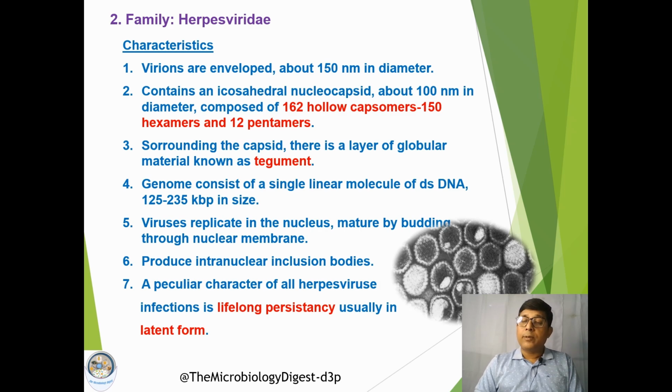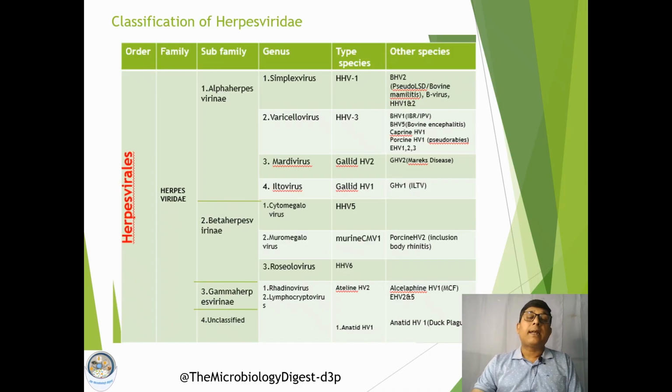Then the genome consists of a single molecule of double-stranded DNA. These viruses replicate in the nucleus, and as they are enveloped viruses, they mature and are released from the cell by the process of budding. They produce intranuclear inclusion bodies, and typically, herpes viruses have the property of maintaining lifelong persistency or lifelong latency in the affected host.